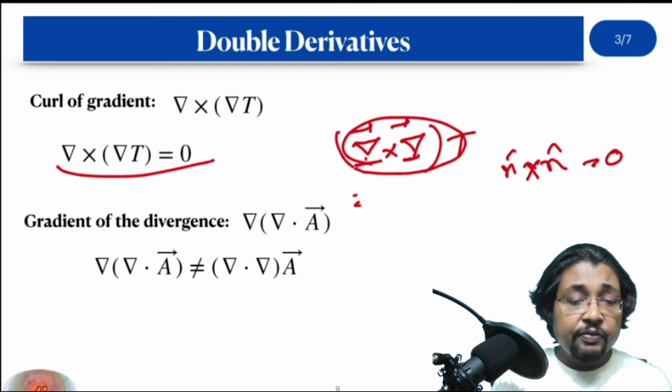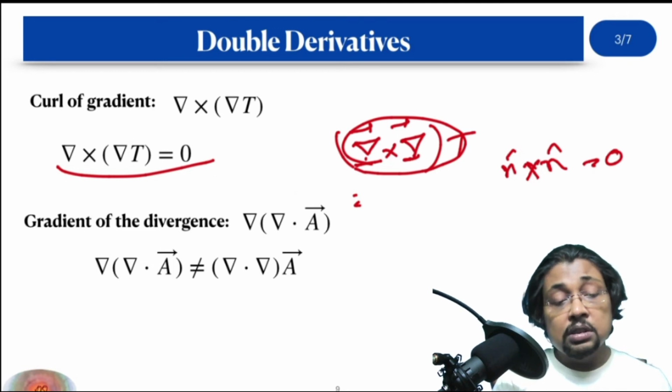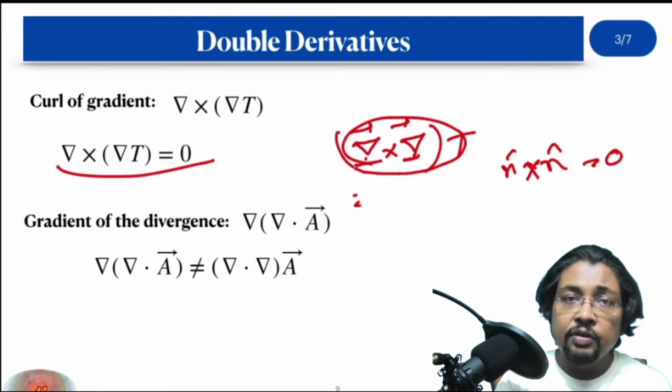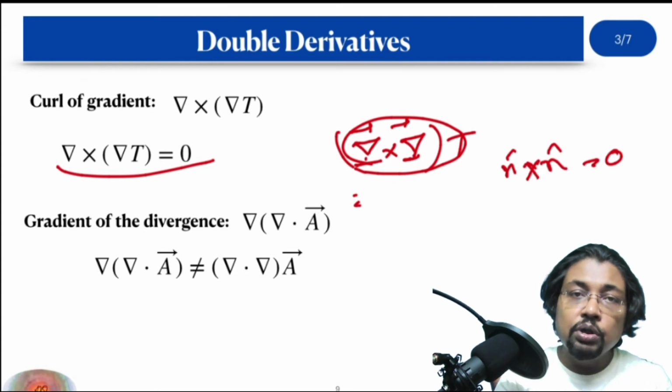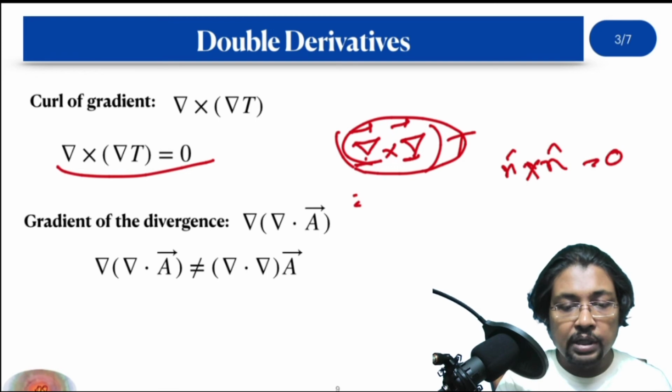But the physical significance of the curl of the gradient being 0 is that if something is changing gradually, it cannot rotate. As simple as that.